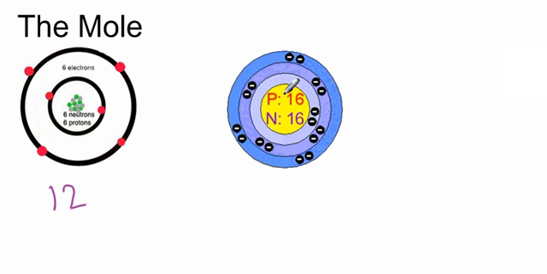Sulfur, on the other hand, has got 16 protons and 16 neutrons. So that means it will have an atomic mass of 32. Now, clearly these two atoms have got different masses because of the numbers of subatomic particles each one has. So if we were to measure out in grams 1 gram of carbon and 1 gram of sulfur, they wouldn't actually be the same.